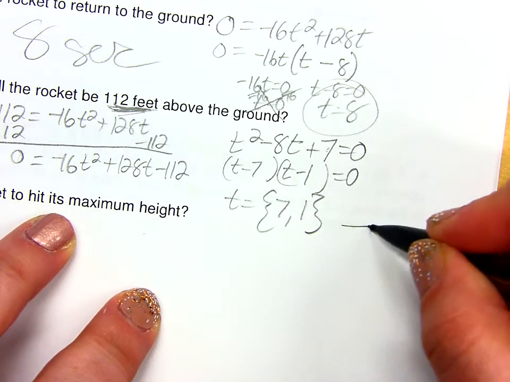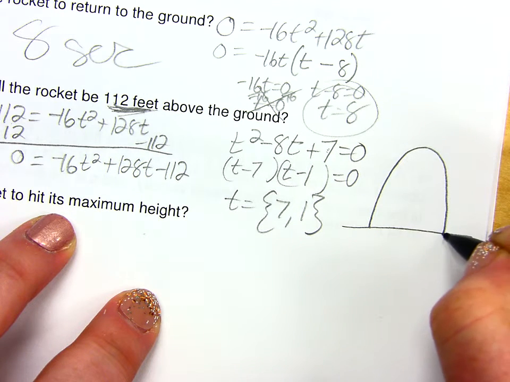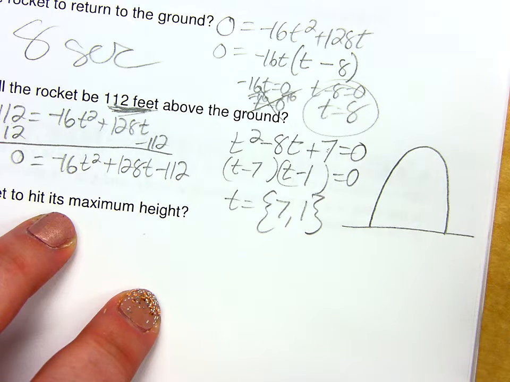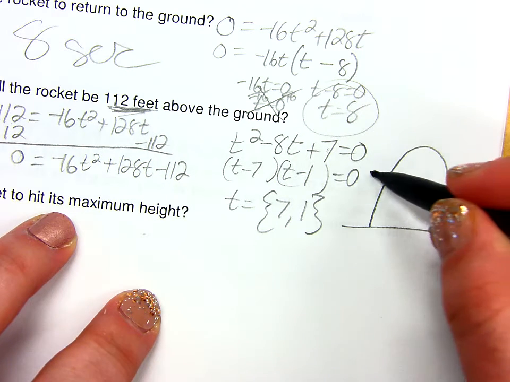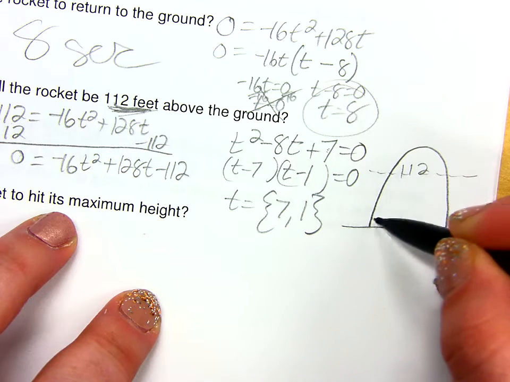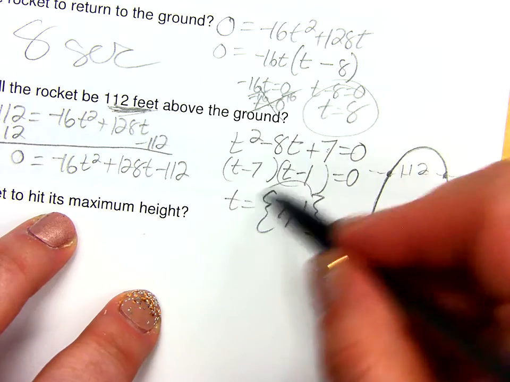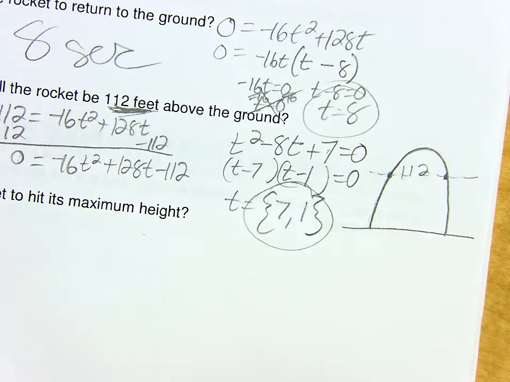Think about it. I have this object. Here's the ground. It's going to go up. It's going to reach a maximum height, and it's going to come back down. The question was, when will it be 112 feet above the ground? Won't that happen twice? If here's 112 feet, doesn't it go past it once on the way up and then once on the way down? So it happened twice. Both of them are the right answer, and I would leave both of them.